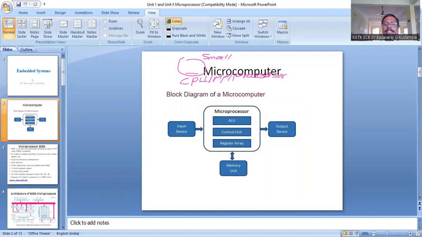Next, the register array. The register array consists of registers, for example register A and register B. These registers store the data temporarily while executing a program. The advantage of storing data in registers is that the speed of execution will be more than storing the data in memory. This is the main microprocessor.